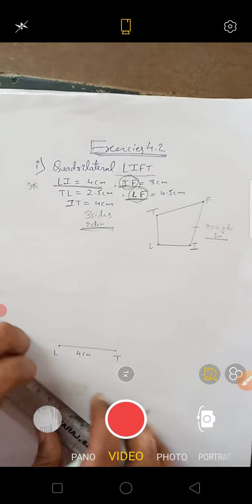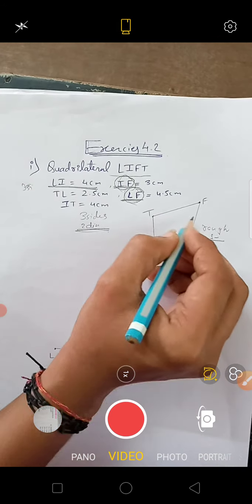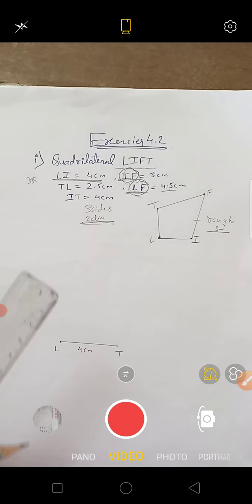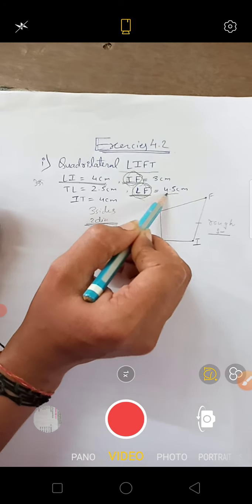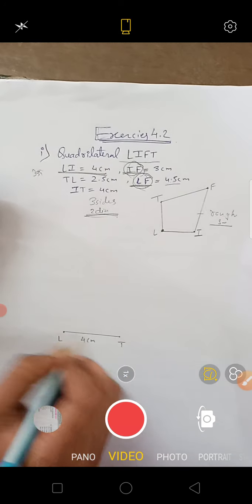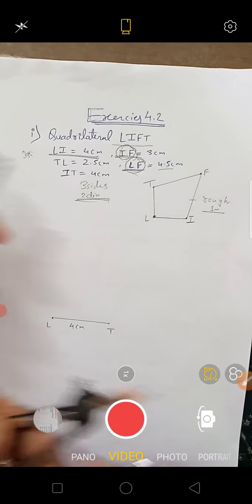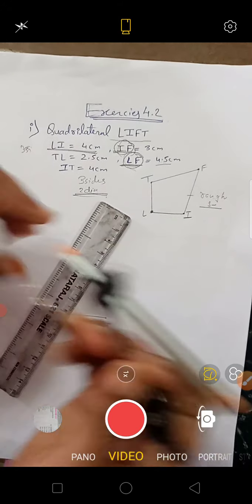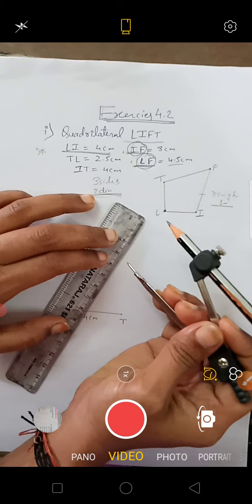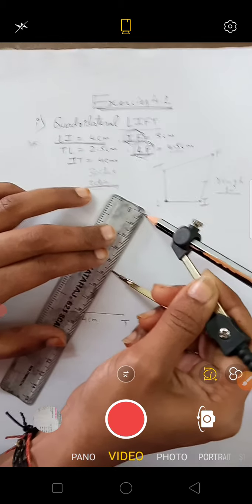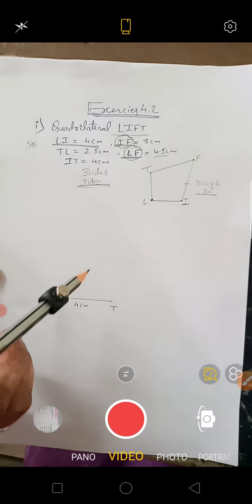Here we use L as center and take the distance of 4.5 centimeter. We construct an arc of radius 4.5 centimeter above the line segment on the right side. Using compasses and a ruler we take 4.5 centimeter of distance, like this. We use this 4.5 centimeter distance, take L as center and draw the arc. So we draw an arc of the given radius.